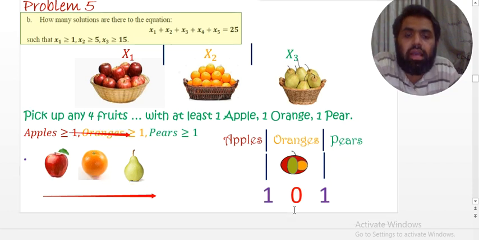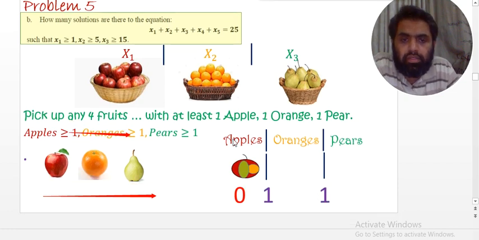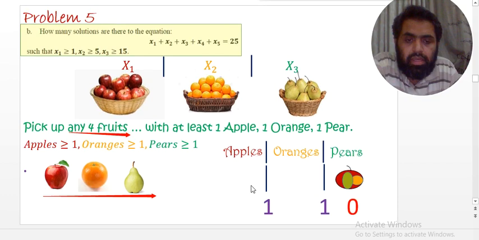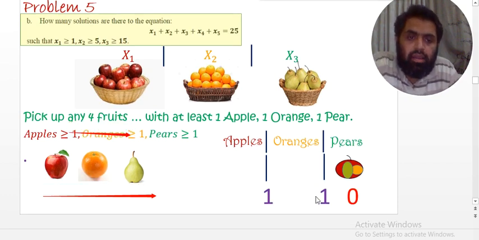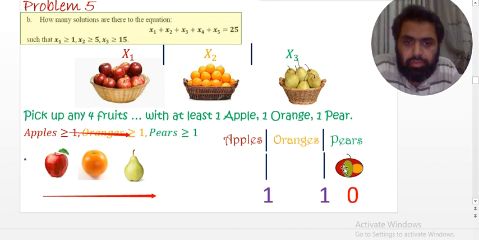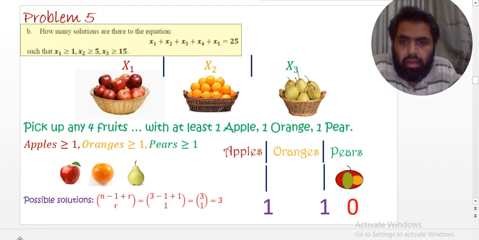You can see over here I am getting a binary string of length 3. 2 are my dividers. For these 3 types I need 2 dividers, and 1 is the 1 fruit that I have to pick. So I am going to have n, which is 3, so n minus 1 is 2 dividers, plus r is 1. So 2 plus 1, which is 3, choose 1. I can only choose 1 fruit, so 3 choose 1, which is equal to 3. So the possible solutions are n minus 1 plus r, choose r. So 3 minus 1 plus 1, choose 1. 3 choose 1 is equal to 3. I have 3 possible solutions.